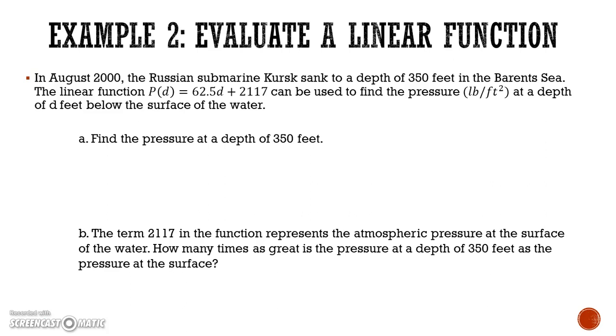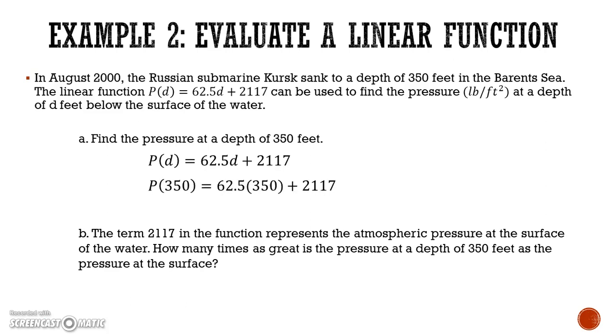So we're going to start with the original function. Then we're going to substitute 350 feet in for d, because d is our depth. Okay, and then we're going to simplify. So we get 23,992. So the pressure at a depth of 350 feet is about 24,000 pounds per square feet.